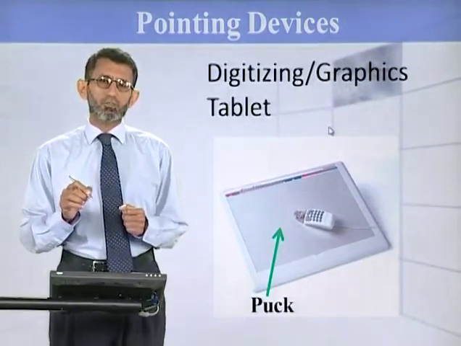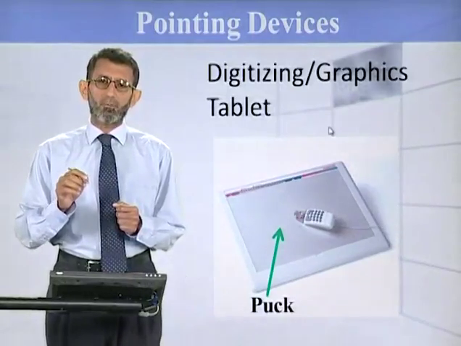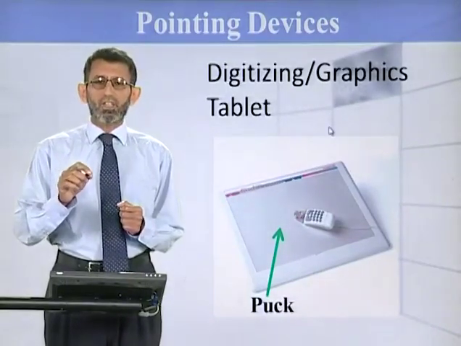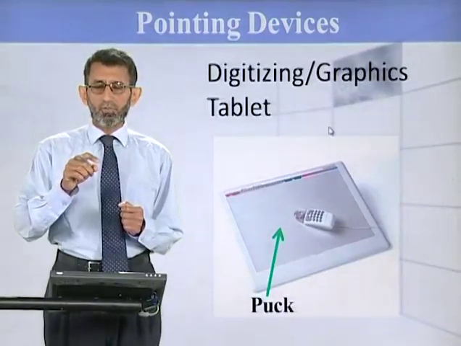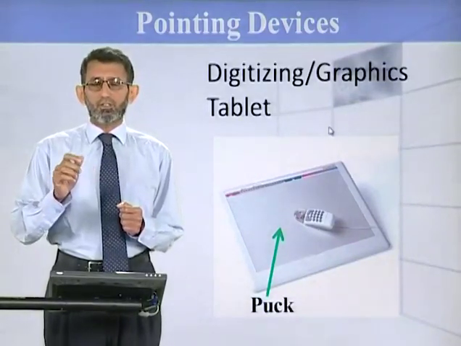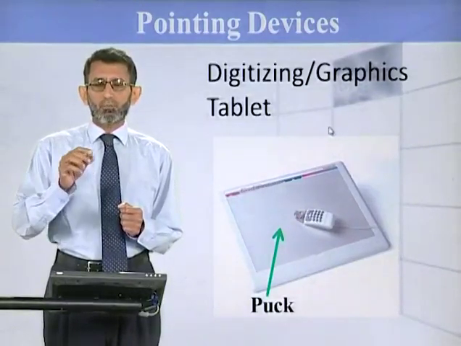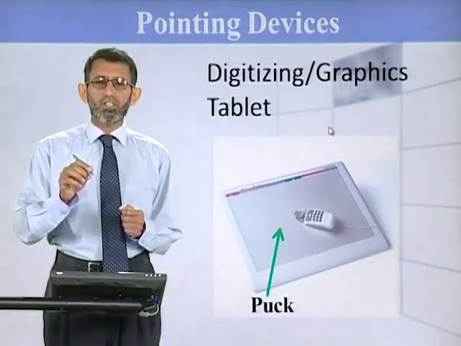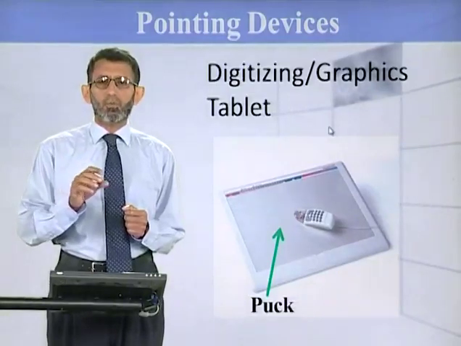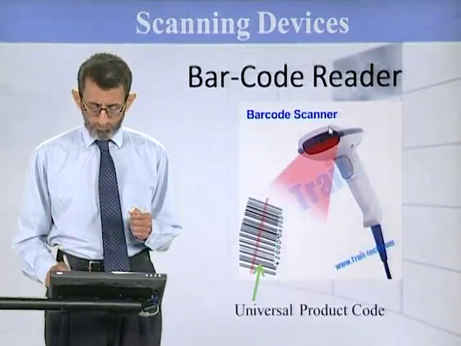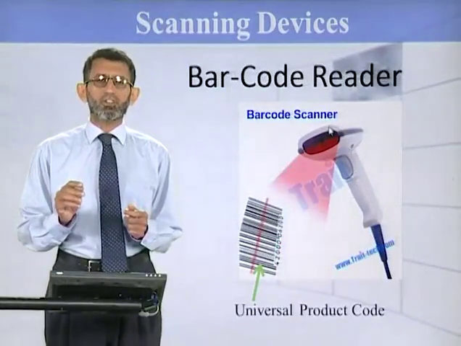As you can see on this figure, the puck has a number of switches on it and has a spherical glass in the middle. The glass has a crosshair in it. People can precisely know where they are on the screen, and when they move the puck, the cursor moves with it. Then we have barcode readers.